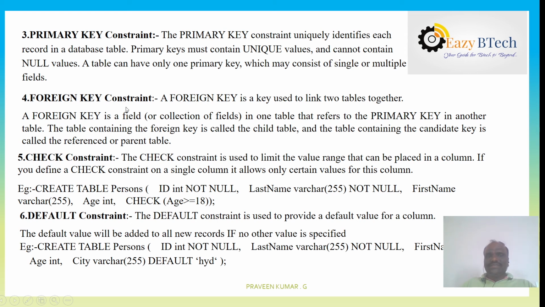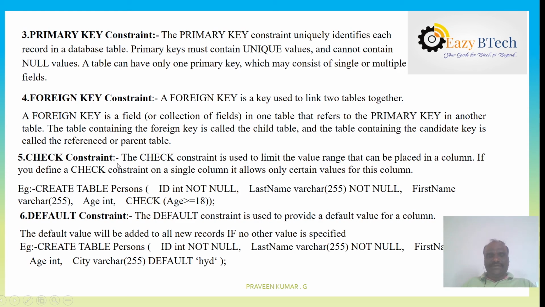Next, foreign key constraint. What is the foreign key? In the previous example of referential integrity constraint, we checked the foreign key. A foreign key is nothing but, when we have to establish a link between two tables, we compulsorily require one common field. In the first table that is a foreign key, and in the second table it is a primary key, which must be unique and not null.